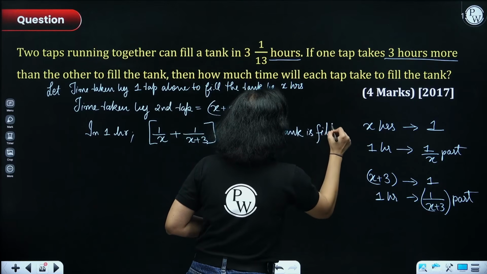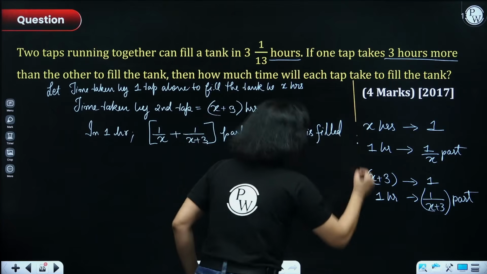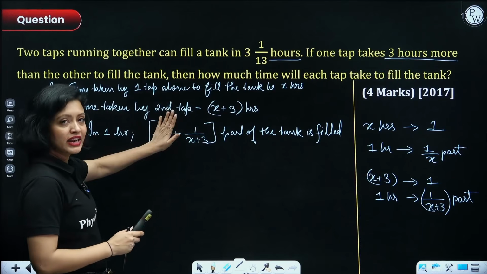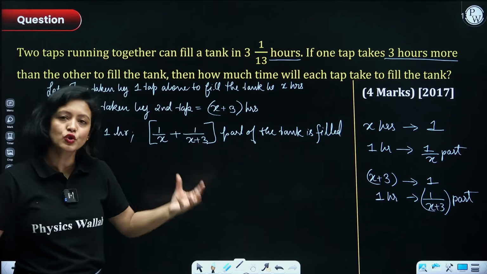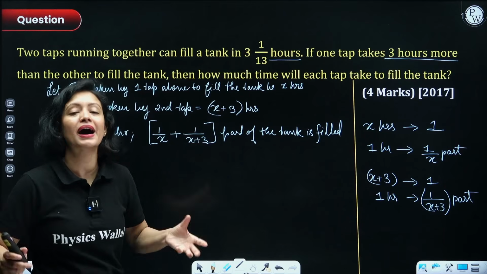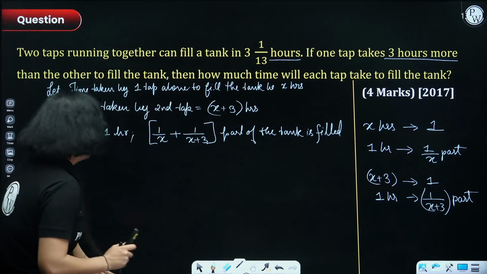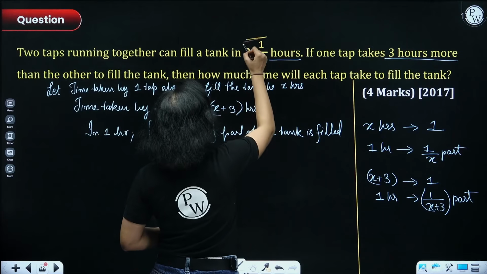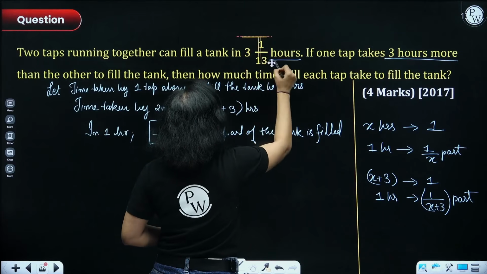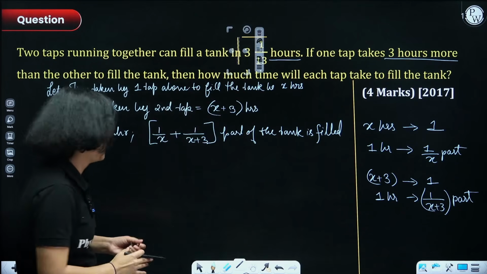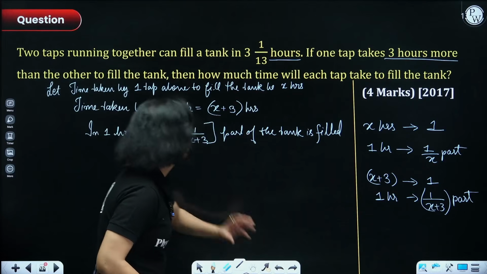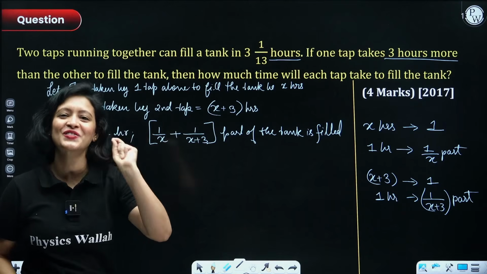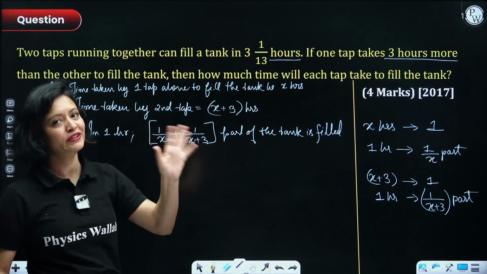Did you understand this, everyone? What did we do here? Okay, in 1 hour, if both the taps are running, then the first tap is filling 1 by x part, the second tap is filling 1 over x plus 3 part. So in total, 1 by x plus 1 over x plus 3 part of the tank is being filled. Okay, chalo. Now, both the taps are running for how many hours? They are both running for 1 by 13 hours to fill the entire tank. Sorry, people, my tongue slipped. So both the taps are running for 1 by 13 hours and are able to fill the tank totally.